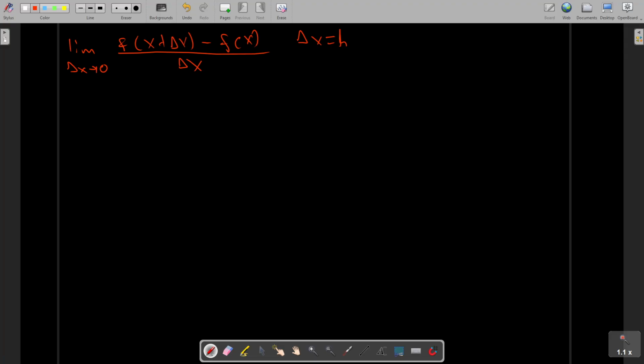So just keep that in mind. Now, let's give ourselves a function, the same function we were using before. Let's say f of x equals x squared. And let's say we want to find the derivative at the point where x equals, I don't know, 3. And we'll come back to that later.